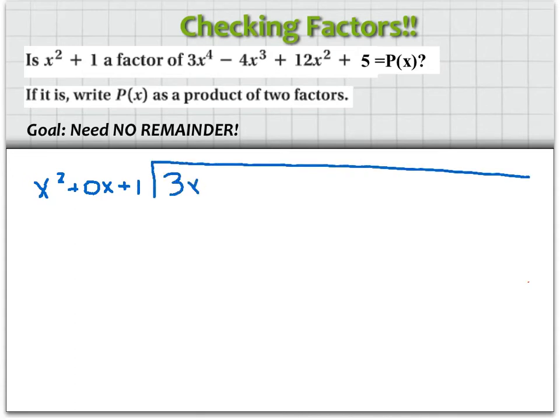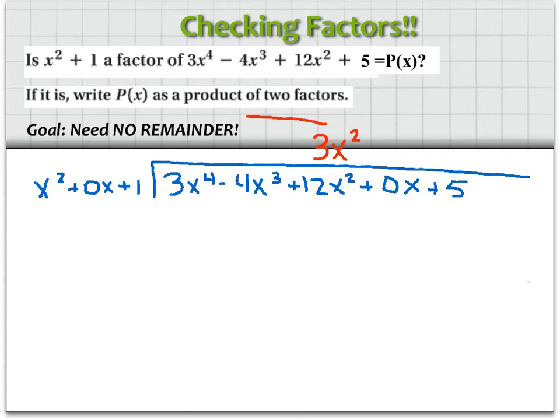Now 3x to the 4th minus 4x cubed plus 12x squared. Now I'm missing the linear term, so I'm going to write 0x plus 5. So now we go through the process of dividing again. What do we need to multiply x squared by to get 3x to the fourth? Or 3x to the fourth divided by x squared, what do I get? Well, when I divide those, I'm going to get just 3x squared. So since it's a 3x squared, I'm going to write it above the squared term underneath.